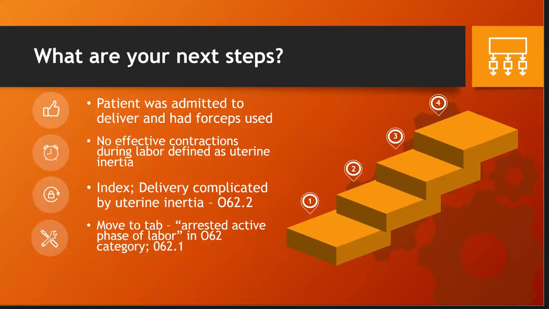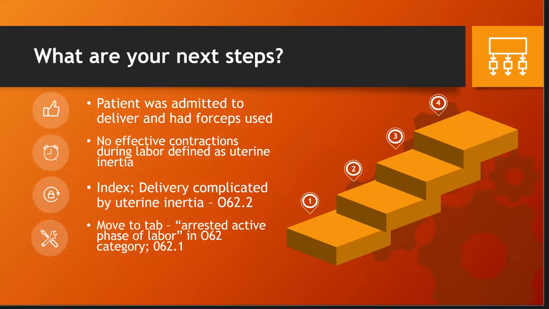So we're going to index the main term of delivery because she did deliver. Then we're going to go complicated by, and the terminology is uterine inertia. And that again is identified by the use of the arrested active phase of labor. In our medical dictionary, uterine inertia is no effective contractions during labor. So we're going to index the word delivery, complicated by, uterine inertia. We get O62.2.